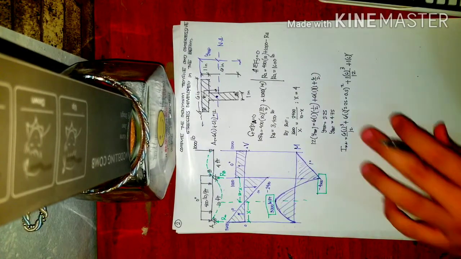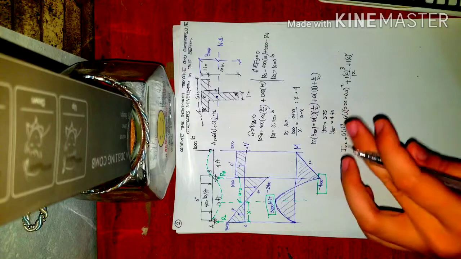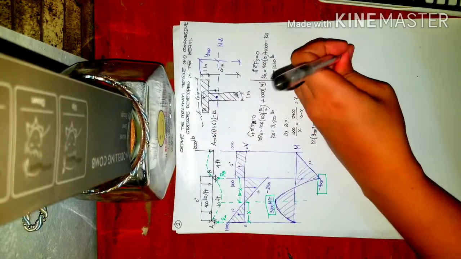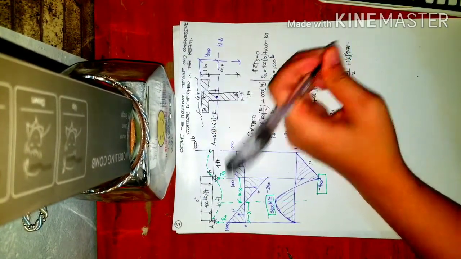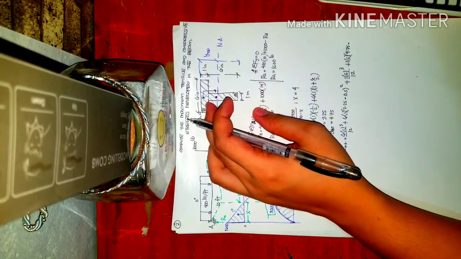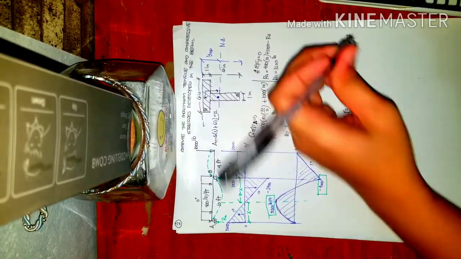So, that will be y bottom. So, 4.75 minus kalahati ng 6 o minus 3 squared.